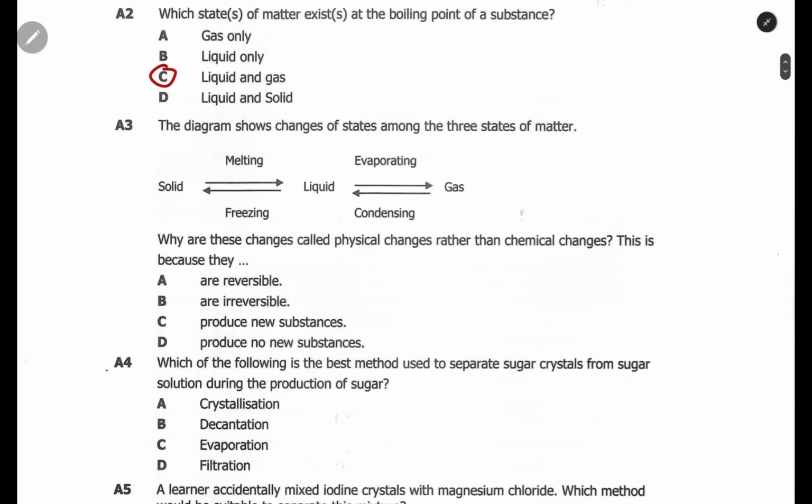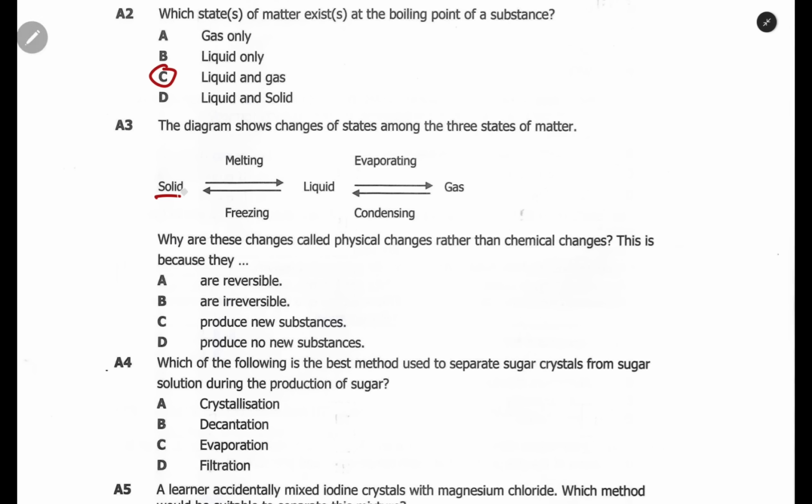Question 3: the diagram shows changes of state among the 3 states of matter. As you can see, solid, liquid, gas, with the changes of state going forward and of course backward, as the arrows indicate. The question is: why are these changes called physical changes rather than chemical changes?